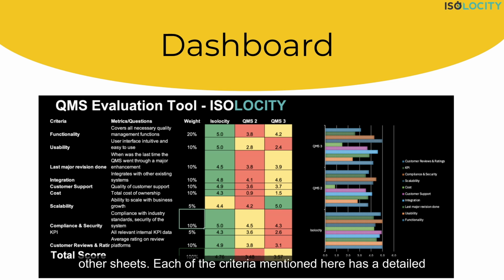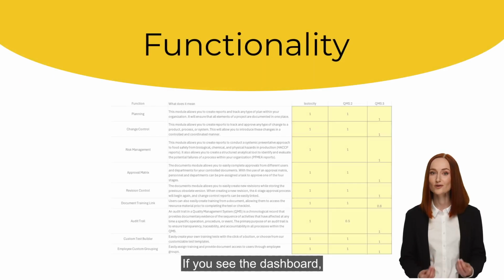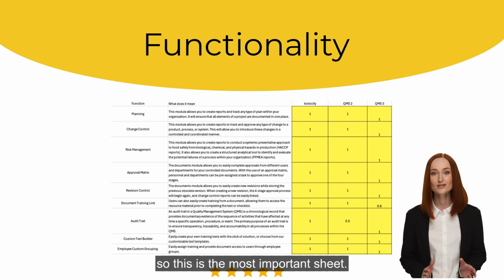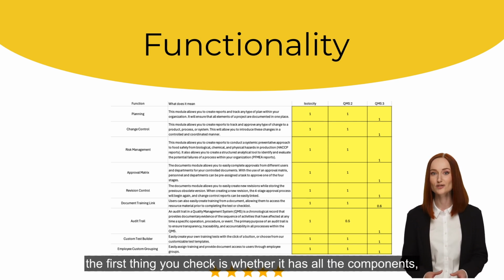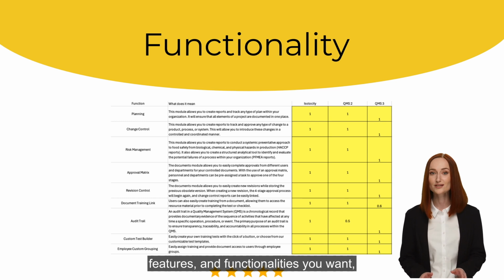Each of the criteria mentioned here has a detailed sheet that covers all sub-criteria under that criteria. If you see the dashboard, functionality has a 20% weight, so this is the most important sheet. While selecting the best QMS, the first thing you check is whether it has all the components, features, and functionalities you want, right? So this is what we are trying to check here.